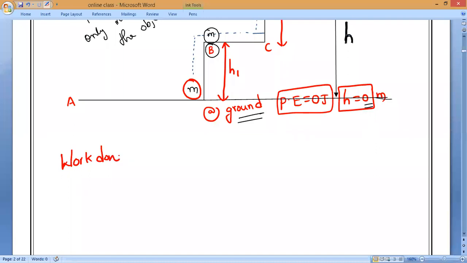Work done between A to B. Work done W is equal to the energy possessed by the body, which is equal to what? Harish? Omar? You have to respond. Let me take this as W1. What is the answer, all of you? MGH1, sir. MGH1. Very good.